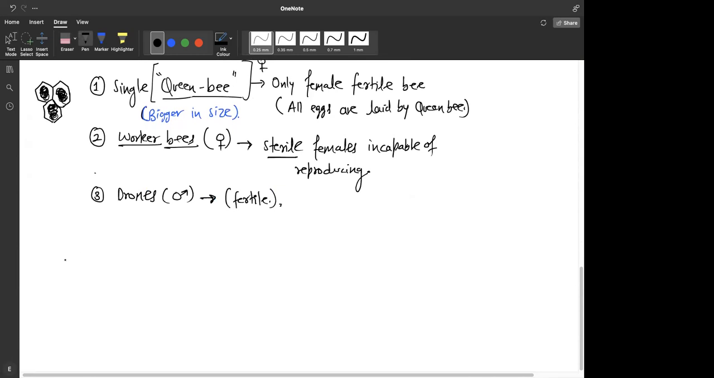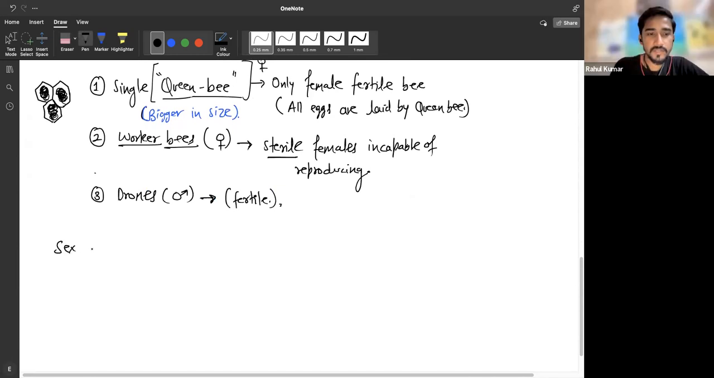Now here how is the sex determination happening? How is the sex determined? So basically all these workers and drones are kids of queen bee, if I can say like that. Because only queen bee is giving eggs, right? So all of them are basically queen bee's kids.